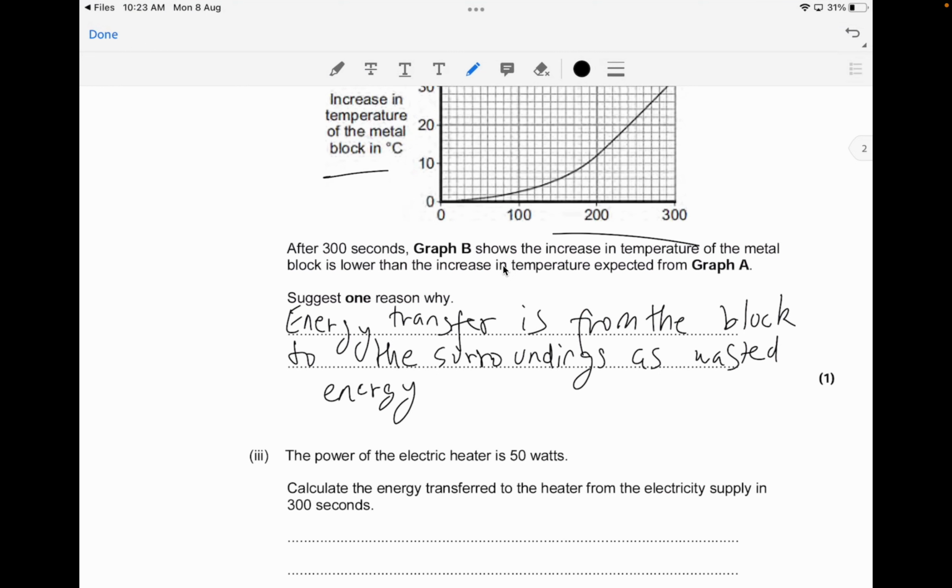You can also mention heat loss or transfer to the air or surroundings, or that some of the energy is used to warm the heater, or that the metal block itself is not insulated in this case. You can mention those points.